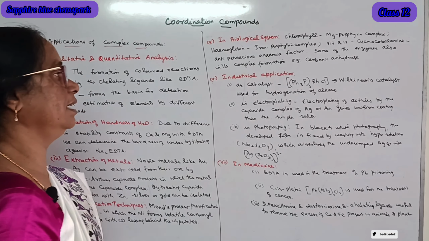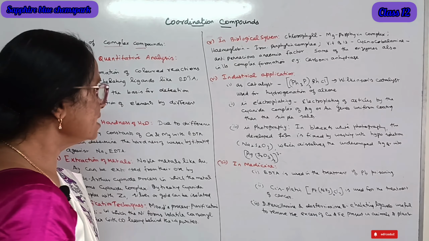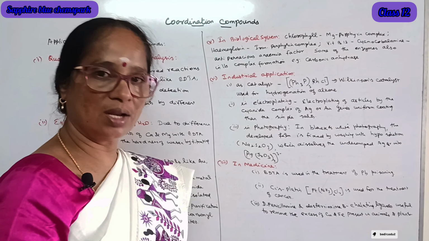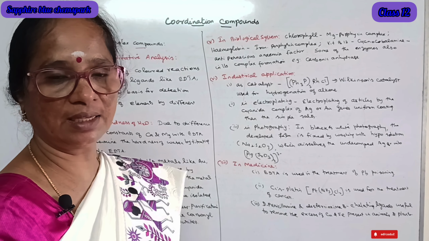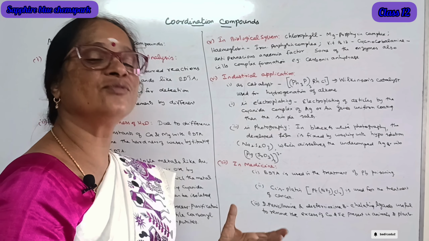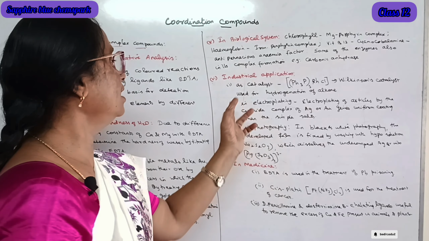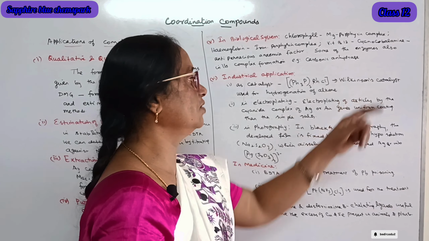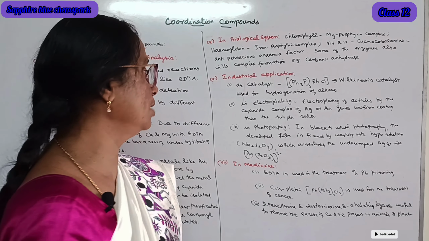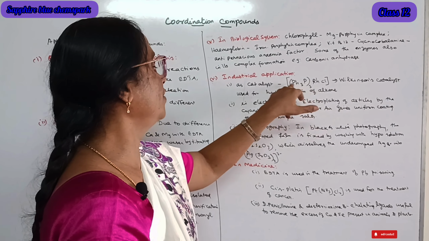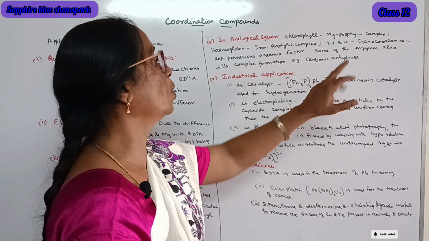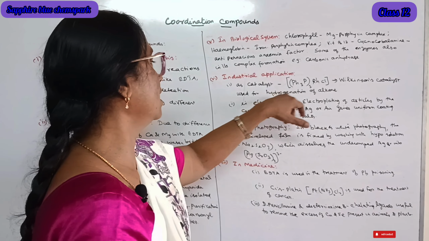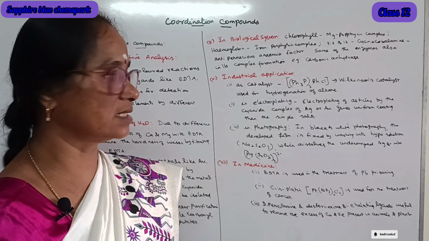Then, industrial applications. In industry, these are used as catalysts. They are also used in electroplating techniques, and moreover in photography. When used as a catalyst, one example is Wilkinson's catalyst. It is nothing but triphenylphosphine rhodium chloride, which is called Wilkinson's catalyst. It is useful for the hydrogenation of alkenes.